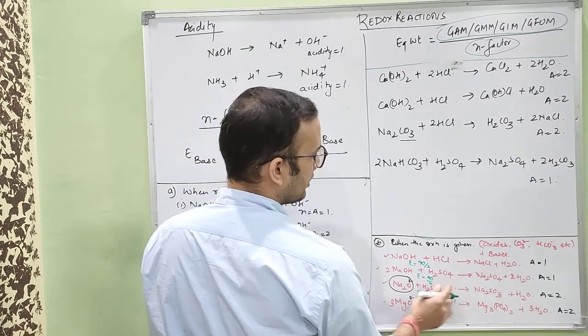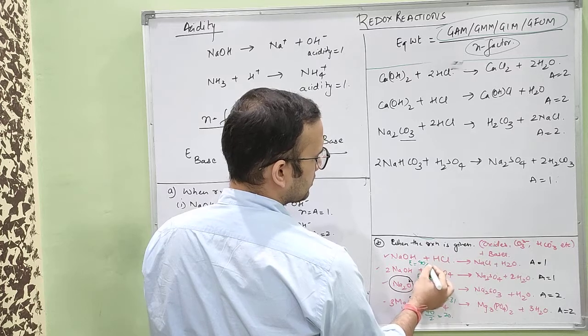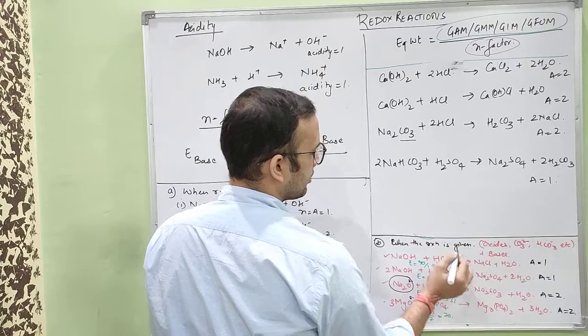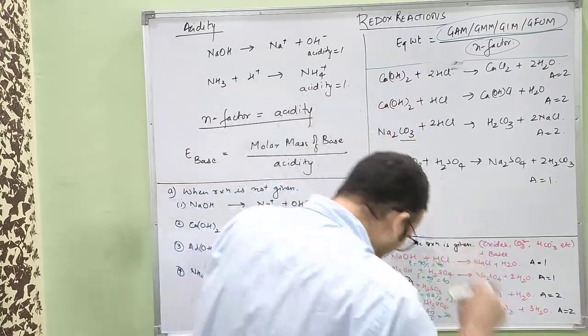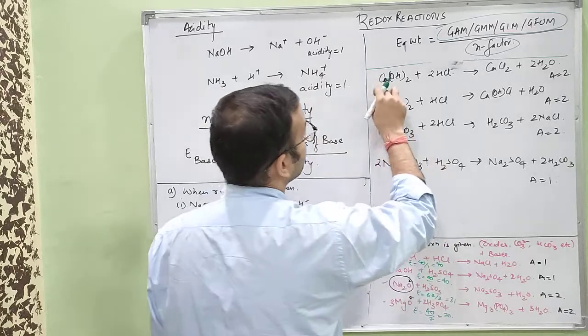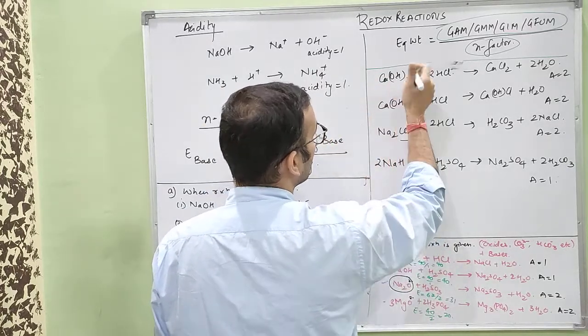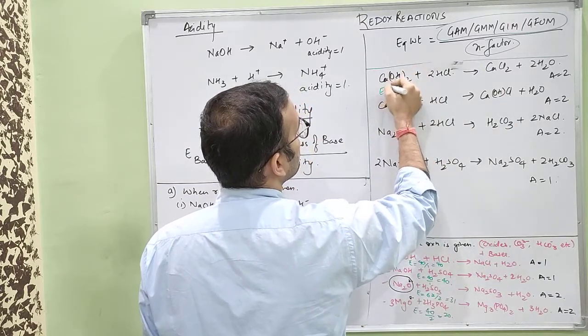Getting my point? This will be 1. Why am I writing 2? My bad. This is 40. This is 40. Got it? Same again you can do. 40 plus 34, 74. 74 by how much? 2. So E is equal to 74 by 2.